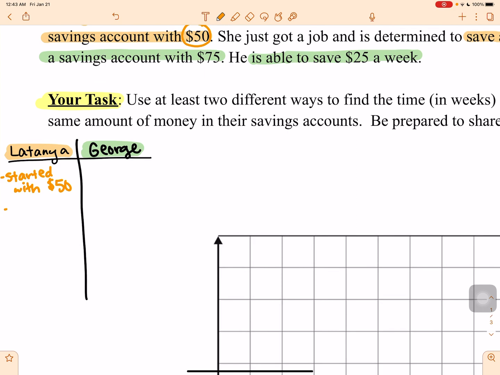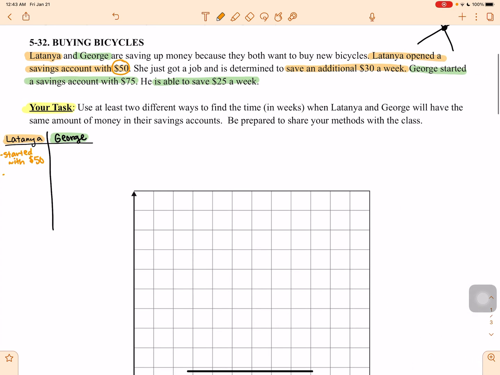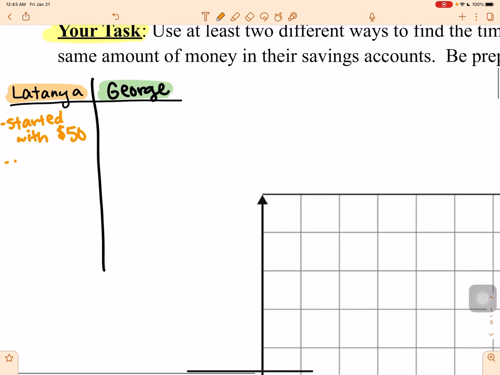How much is she going to save each week? How much will she add to her savings account each week? It says she's determined to save an additional $30 a week. Okay, so she will add $30 per week. All right, now find the exact same information for George.